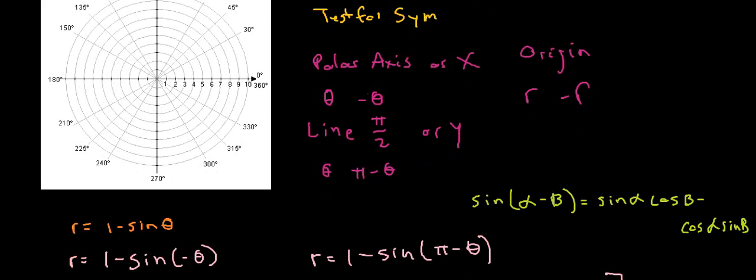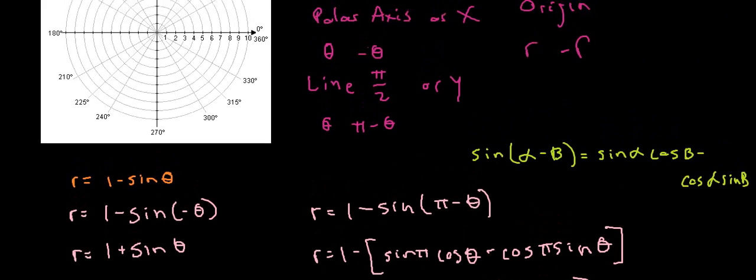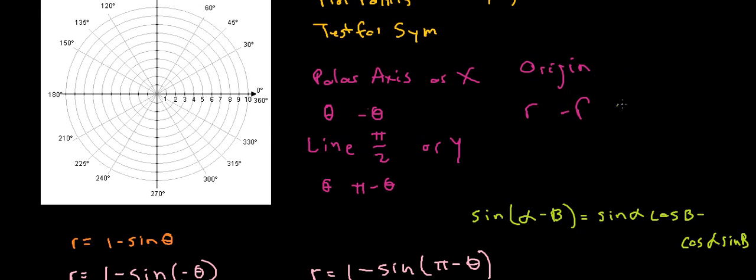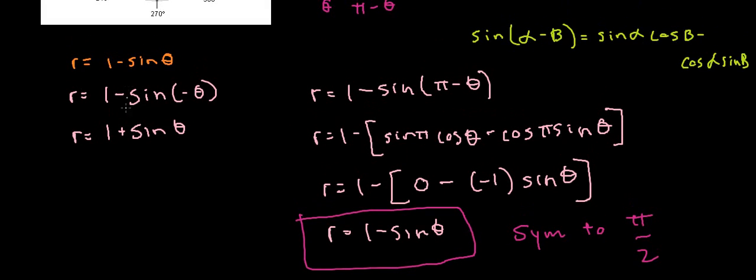So that means we got the origin, that's easy. Just replace r with minus r. So that'll be an easy one to do. I'll just do it down here. So I put in minus r.